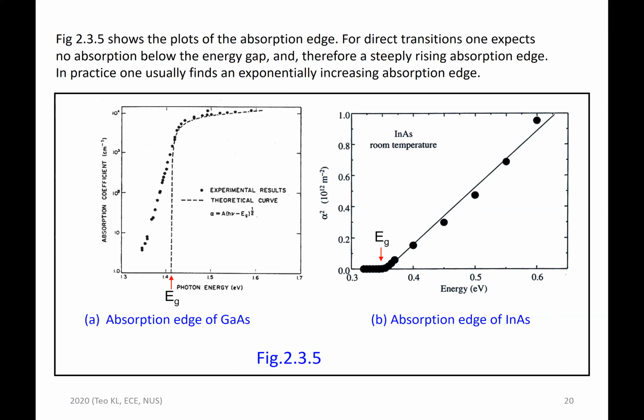But more often than not, sometimes you will see absorption start to occur even below this band gap. You can see there's signal over here, the absorption coefficient values. This part we usually call band tailing. This could be due to some kind of disordering in the semiconductors, which we shall discuss later.